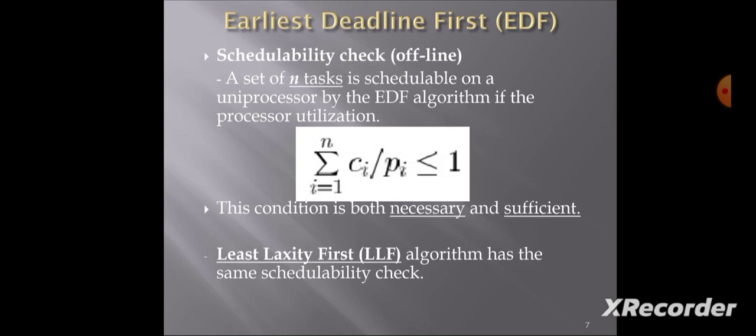Next, when we are talking about earliest deadline first, here a set of n tasks is schedulable on a uniprocessor by the EDF algorithm if the processor utilization satisfies the summation i equals 1 to n of Ci by Pi is less than or equal to 1. Actually, this condition is both necessary and sufficient, and the least laxity first algorithm also has the same schedulability check.